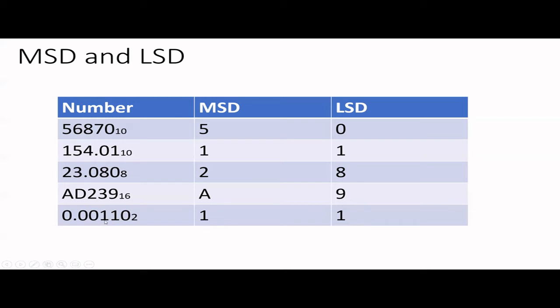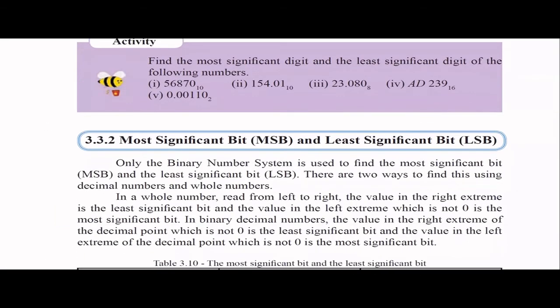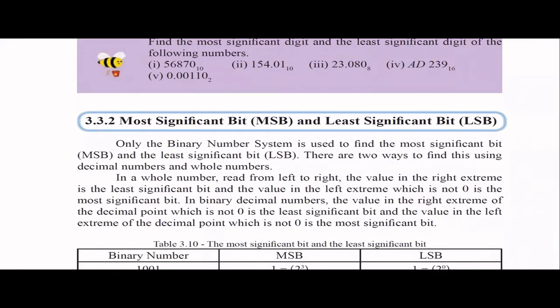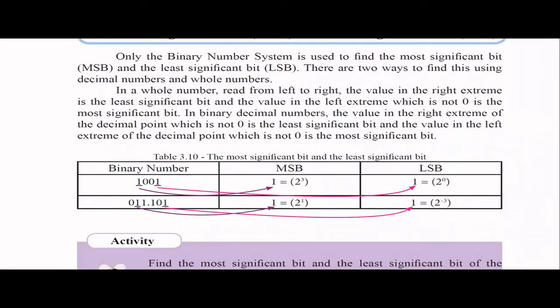I hope you understood. Okay, then there's a small thing, same concept, but for the binary number system, we use this as most significant bit, MSB. MSD and MSB are the same thing. Only thing is, MSB we use for the binary number system. So same concept. For the whole numbers, the right extreme value will become the least significant bit. For the whole number, zeros are considered. And the left extreme value, which is not a zero, will become the most significant bit for a whole number. Same thing, nothing changed.